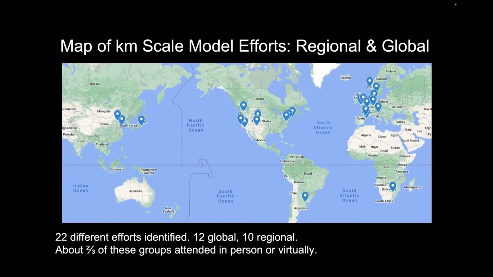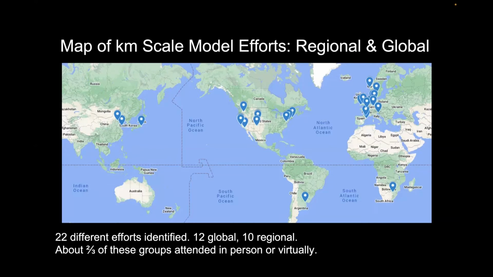So this is a map of where these activities are actually occurring. We identified about 22 different efforts, and there are more. We're getting in some more groups as this goes through the grapevine. 12 of these are global efforts, 10 are regional. Two-thirds of these groups attended, virtually or in person. It's not necessarily 22 unique modeling efforts because some of these are pan-European, or they represent, like, the Department of Energy or NOAA, which have a number of different sites in the United States. But you can see it is spread out, and it's not just the usual suspects.